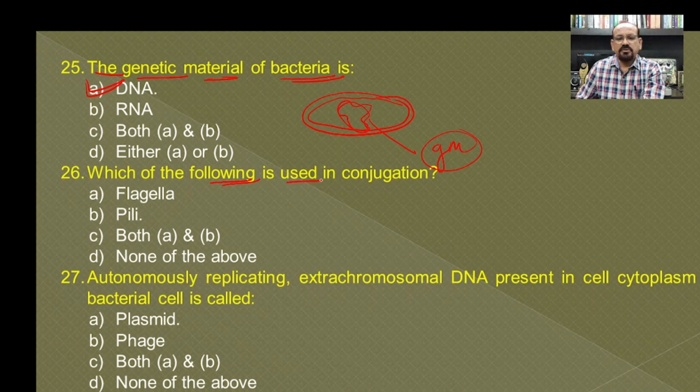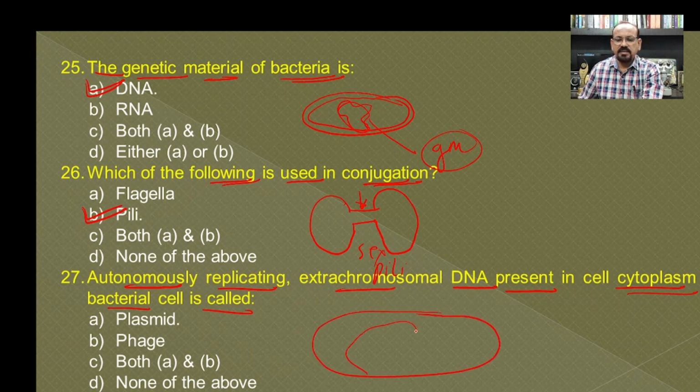Then which of the following is used in conjugation? Earlier we have seen that in conjugation there is a transfer of DNA molecule from one bacterial cell to another through a conjugation tube, which is formed by the sex pili, and hence the pili will be the answer for this question. Then autonomously replicating extra-chromosomal DNA present in the cell cytoplasm of the bacterial cell is known as, it means that in a bacterial cell there will be its own DNA molecule. In addition to that, if there is some other circular double-stranded DNA molecule in the cell cytoplasm of the bacteria, then it is known as the plasmid, and hence A will be the correct answer for this question.